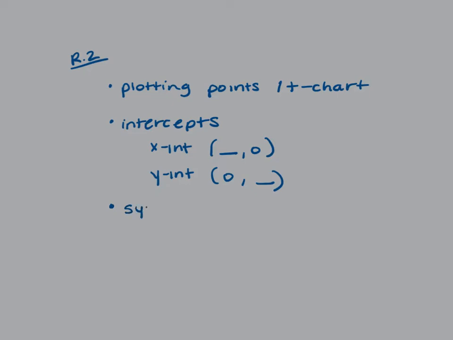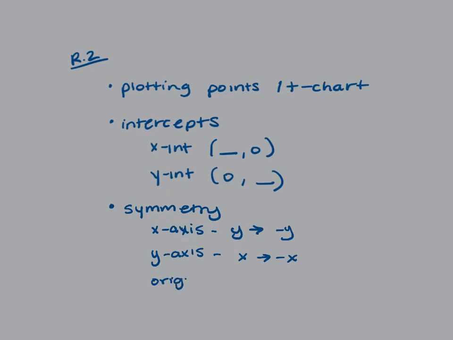And then we talked about symmetry. So to determine if something is symmetric algebraically, to see if it's symmetric to the x-axis, we change y to negative y, or we plug in negative y in place of the y, and then we simplify it. For the y-axis, we change x to negative x, and for the origin, we change both the x to negative x and the y to negative y.